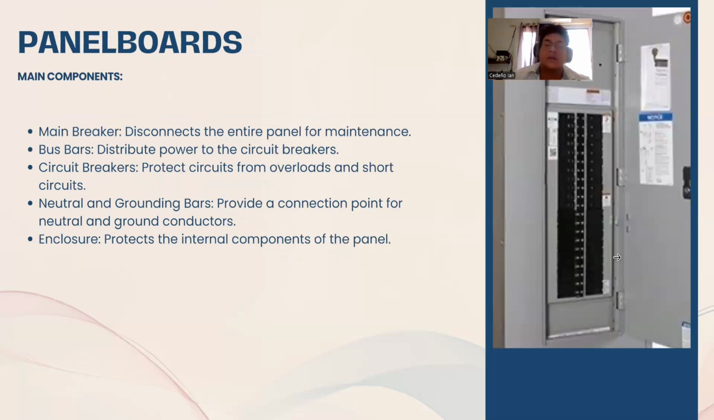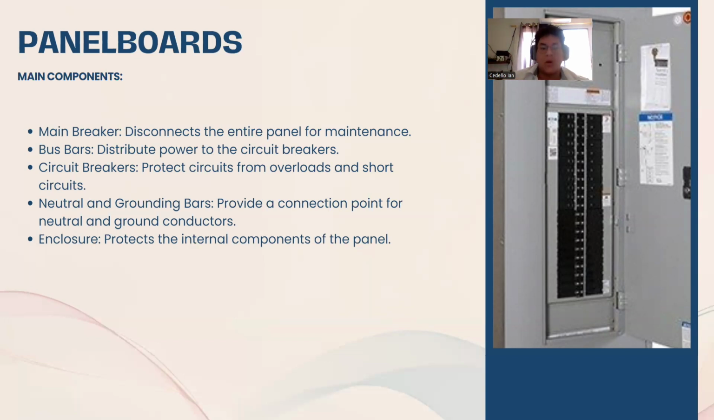Okay, for the panel board, the main components are the main breaker, the bus bar, the circuit breaker, the neutral and ground bars. This is a very important part for overheating. And finally, the enclosures. The main breaker disconnects the entire panel for maintenance, every 6 weeks or every year, for the maintenance of the panel board.